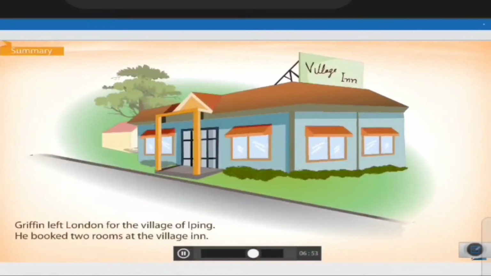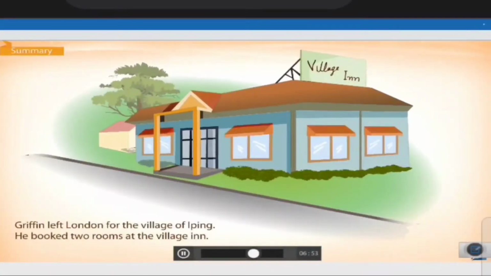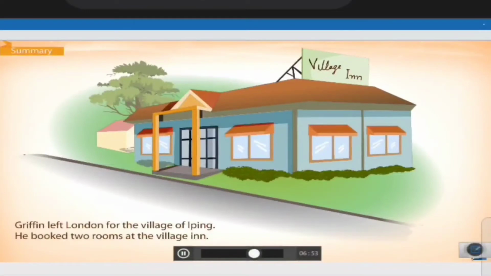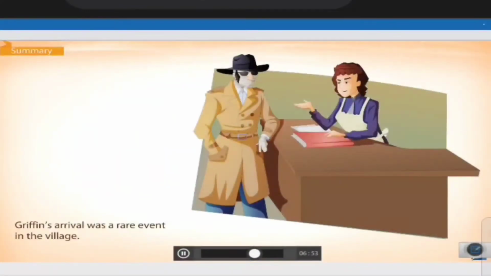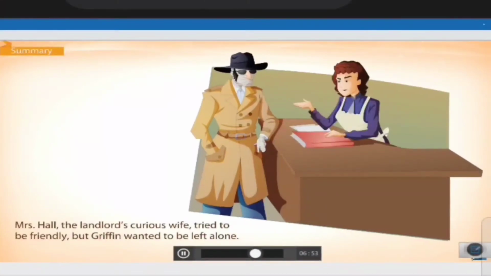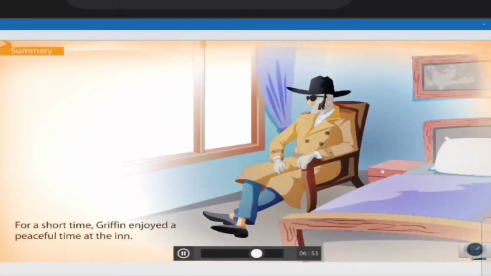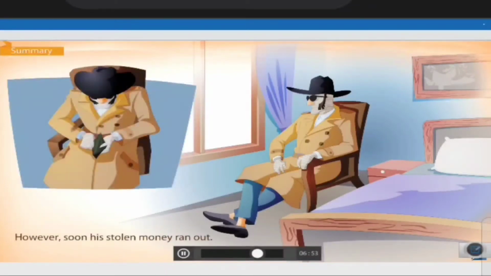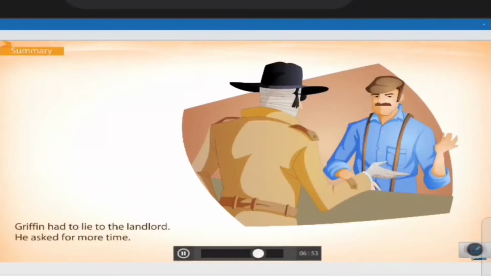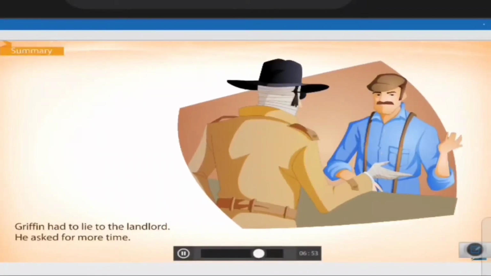Griffin left London for the village of Iping. He booked 2 rooms at the village inn. Griffin's arrival was a rare event in the village. Mrs. Hall, the landlord's curious wife, tried to be friendly, but Griffin wanted to be left alone. For a short time, Griffin enjoyed a peaceful time at the inn. However, soon his stolen money ran out. Griffin had to lie to the landlord. He asked for more time.